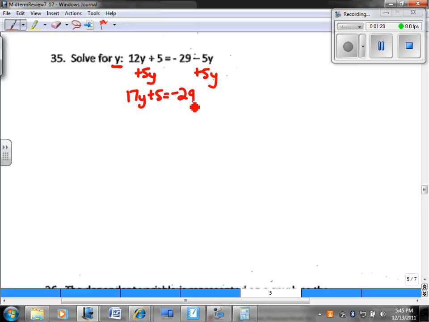We need to get our y's alone, so we're going to subtract 5 from each side. 17y is equal to negative 34. We're going to divide each side by 17, and we have y equals negative 2.